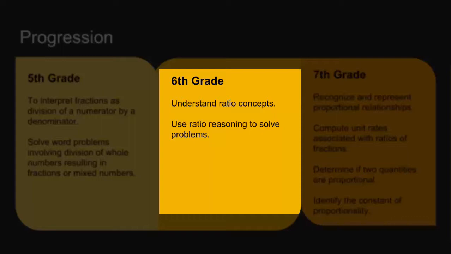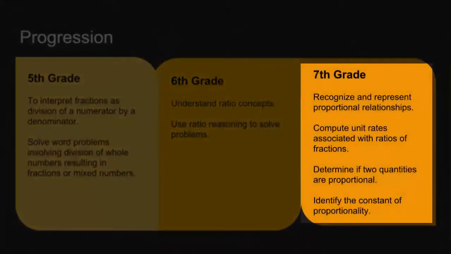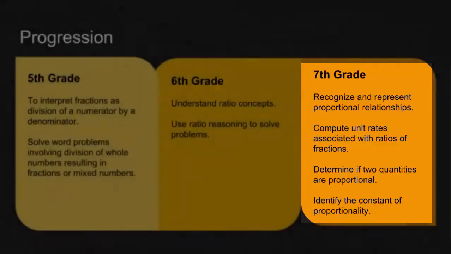As specified in the standard, students work with whole number quantities. As students transfer their 6th grade knowledge to 7th grade, they should be able to compute unit rates of ratios with fractions, represent proportional relationships, and determine if relationships are proportional. They will also identify the constant of proportionality.